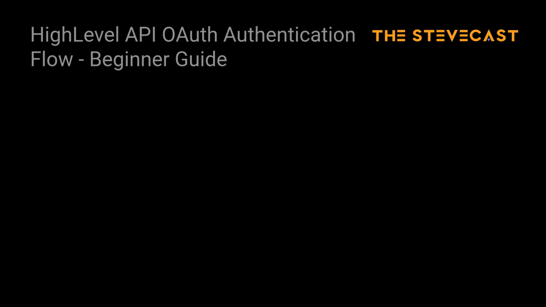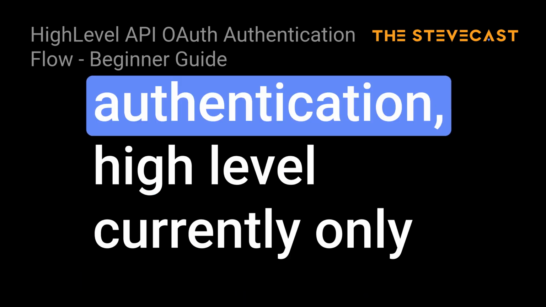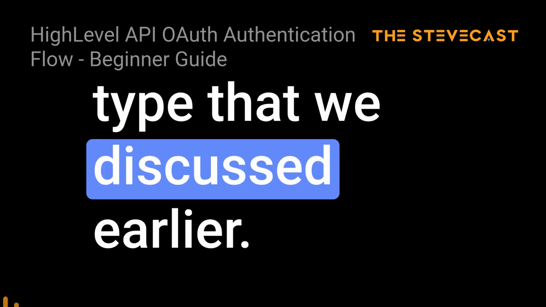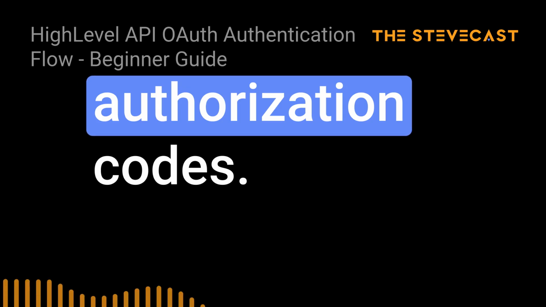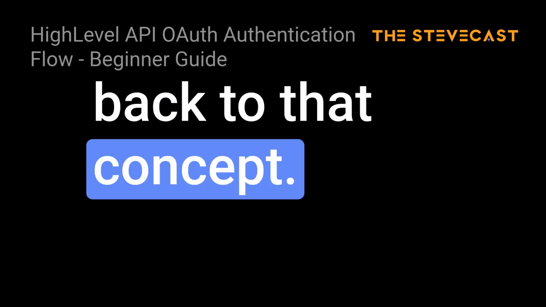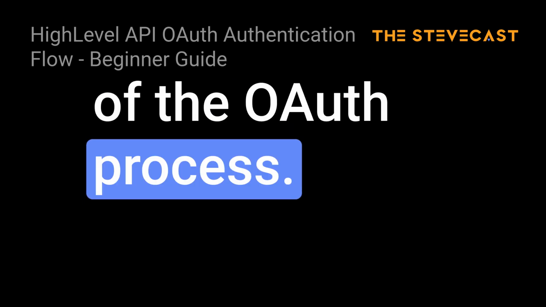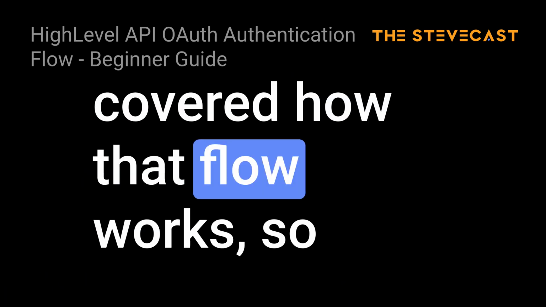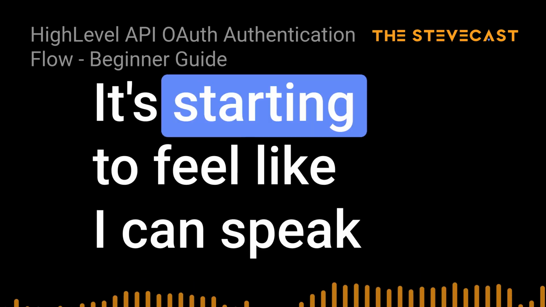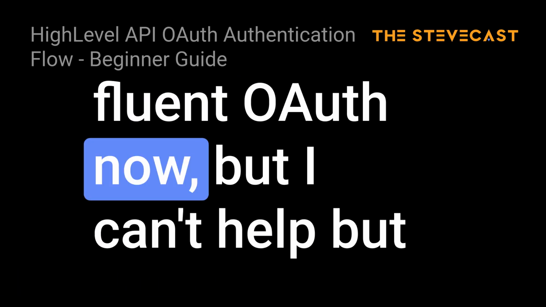You got it. And when it comes to external authentication, HighLevel currently only supports the authorization code grant type that we discussed earlier. All right, so we're back to authorization codes. It feels like everything circles back to that concept. It's definitely a core part of the OAuth process. But remember, we've already covered how that flow works, so you are well equipped to handle it. That's true. It's starting to feel like I can speak fluent OAuth now.